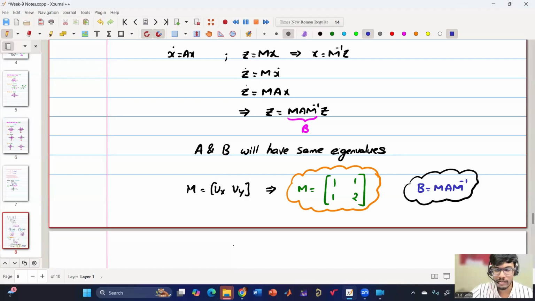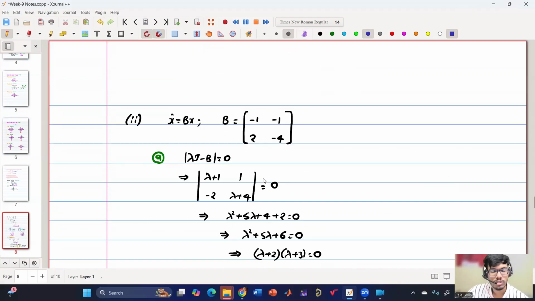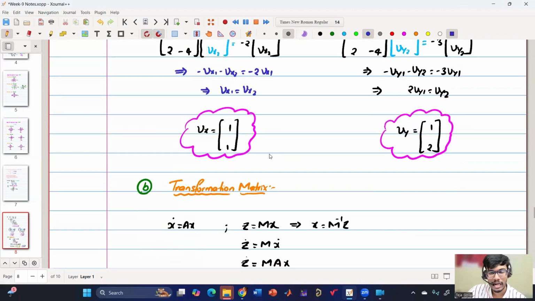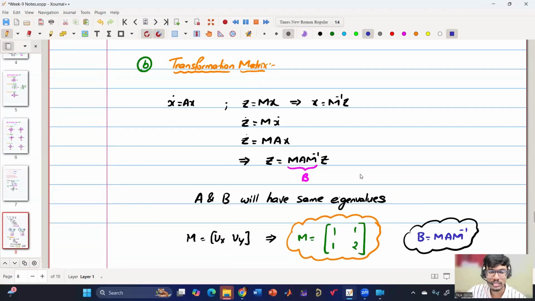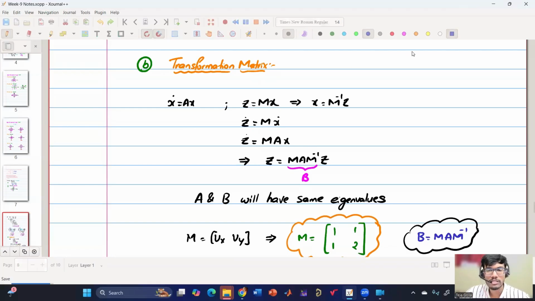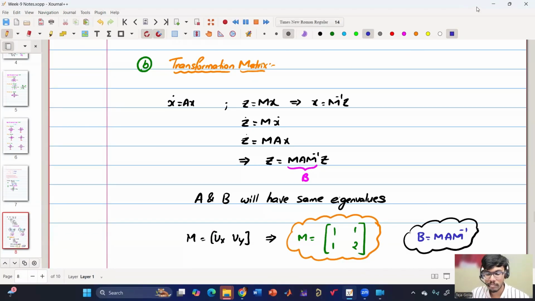So if my eigenvectors are not, say, [1, 1; 1, 2], say it is [1, 1; 1, 0], then my B matrix will accordingly change. So for this B matrix, if we calculate the eigenvectors and then combine the eigenvectors to get the matrix, that is our transformation matrix M, using which I can transform A matrix into another matrix B, where both of them have the same eigenvalues, but the eigenvectors will be different. So is this clear? So this is how we get transformation matrix M.